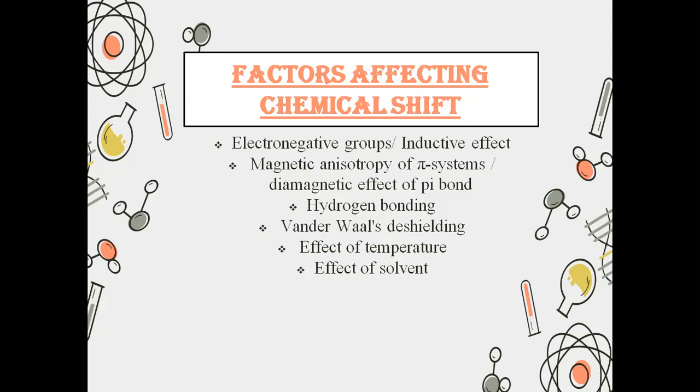Now, the magnetic anisotropy of pi system. Magnetic anisotropy means there is a non-uniform magnetic field, and electrons in pi systems like alkenes, aromatics, alkynes interact with the applied field, which induces a magnetic field that causes the anisotropy, and it causes both shielding and deshielding of protons.